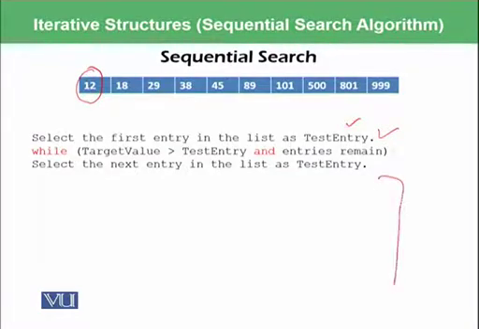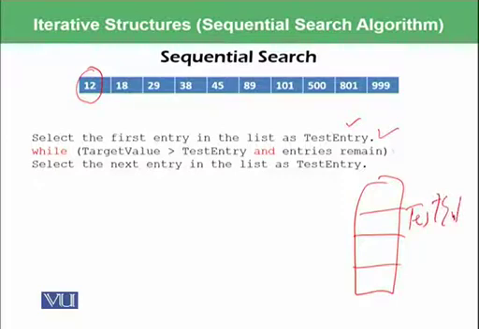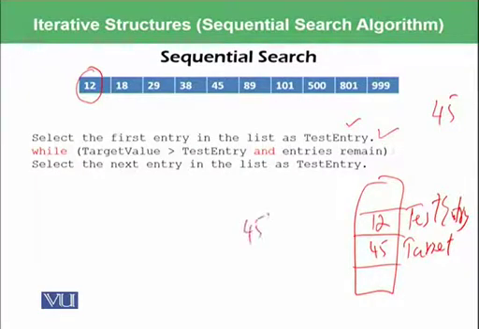So let's make a RAM as we were doing previously. We have test entry over here, and this includes 12, and the target value which we want to search is 45. So target is 45. While target value is greater than test entry, so while 45 is greater than 12 and entries remain in the list, so there are more entries available, yes, select the next entry in the list as test entry.